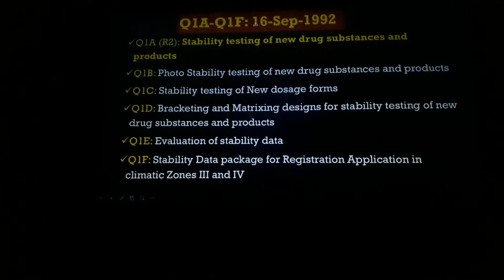The stability study came into the picture in the year 1992. In this Q1A, R2 means it has been revised two times. The current version is Q1A R2. This talks about stability testing of new drug substances and products.